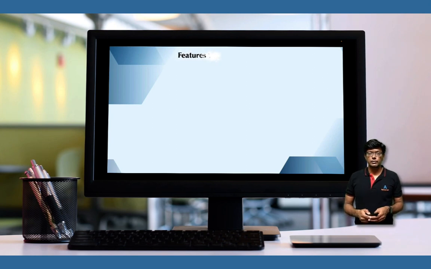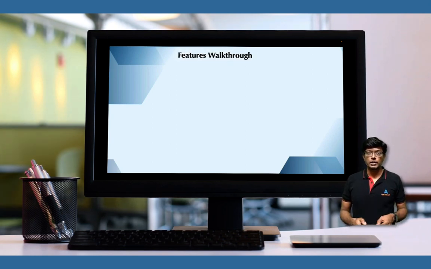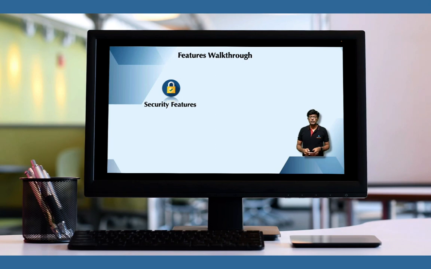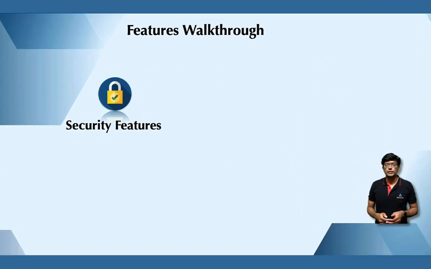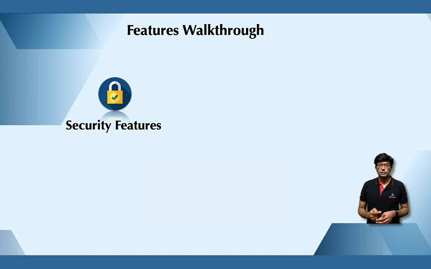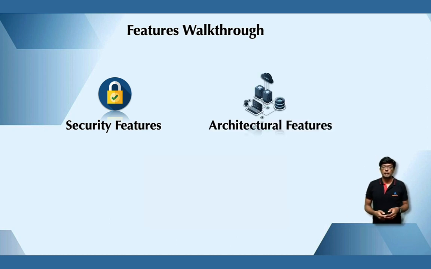So predominantly, we're going to talk about four different features. First, we'll talk about the security features. We give utmost importance to your security, and that's why we talk about the security features of the app first. Then we will see the architectural features.